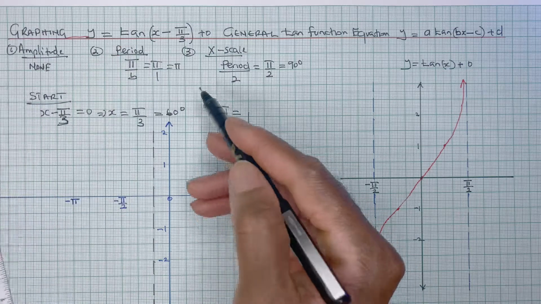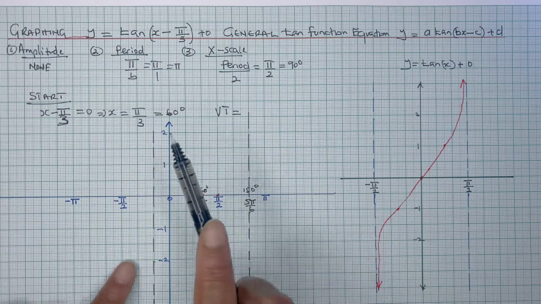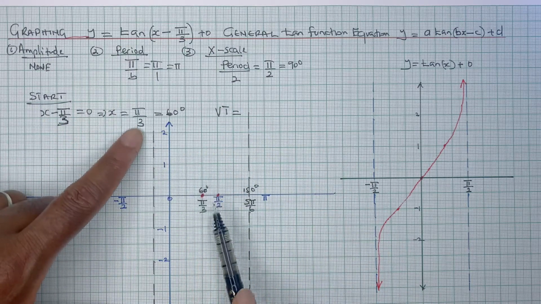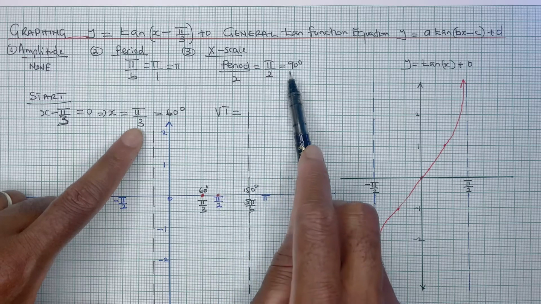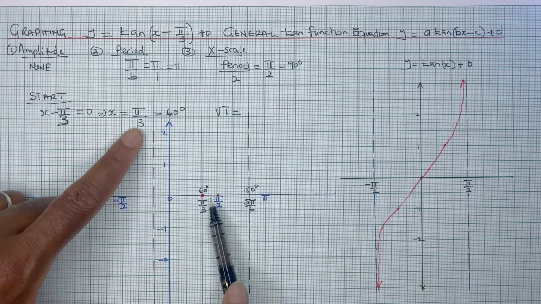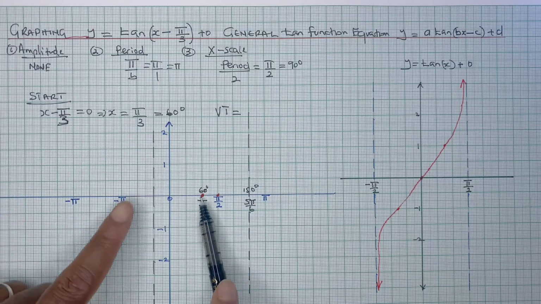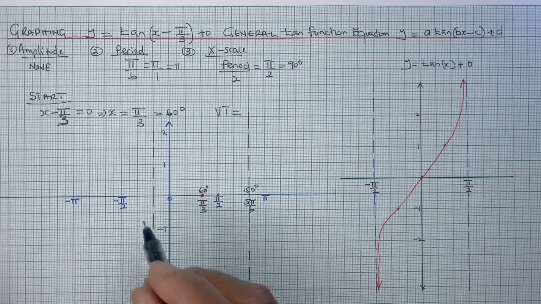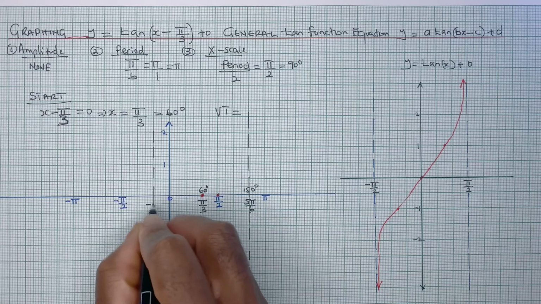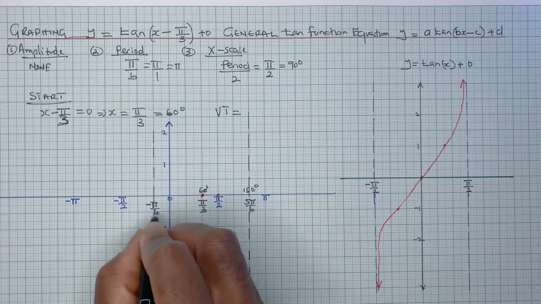So you can see it's telling us what to do, really. It says you start at π/3, which is 60. Add 90 to it, your scale. So you count 90, and you get 150. Take away 90 from 60, you get minus 30. Minus 30 is minus π/6.